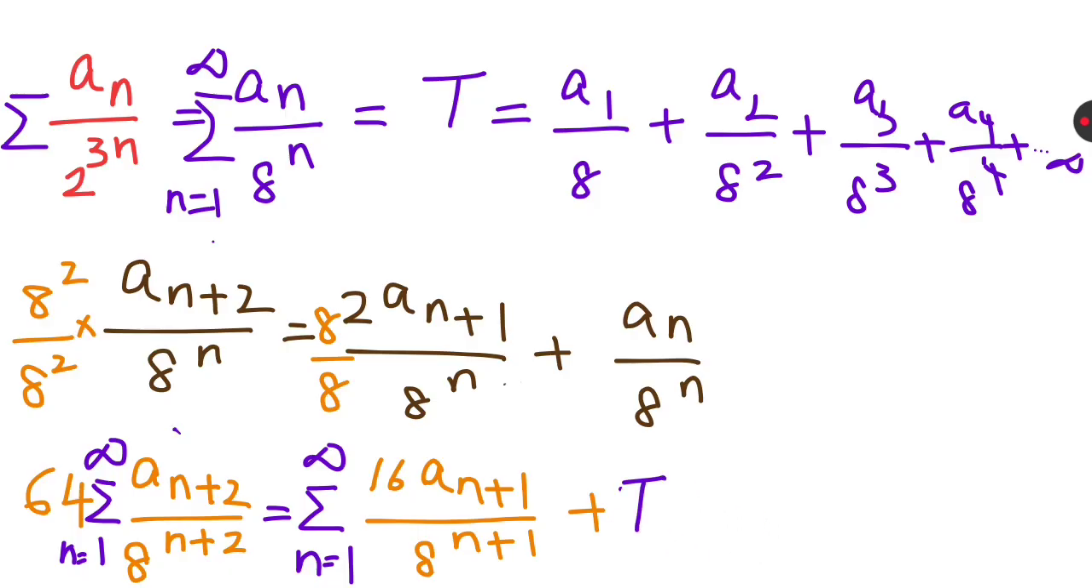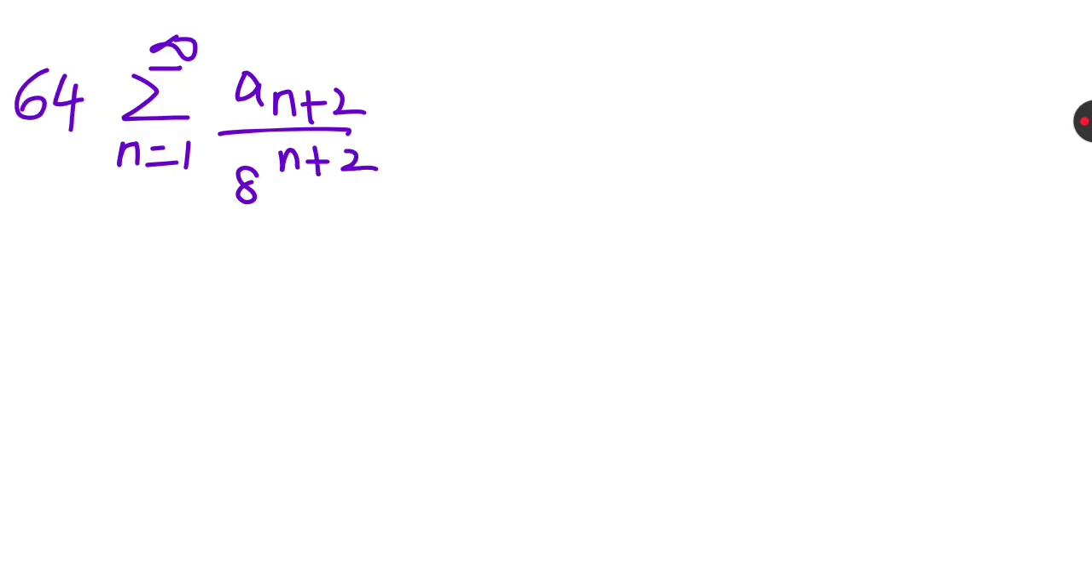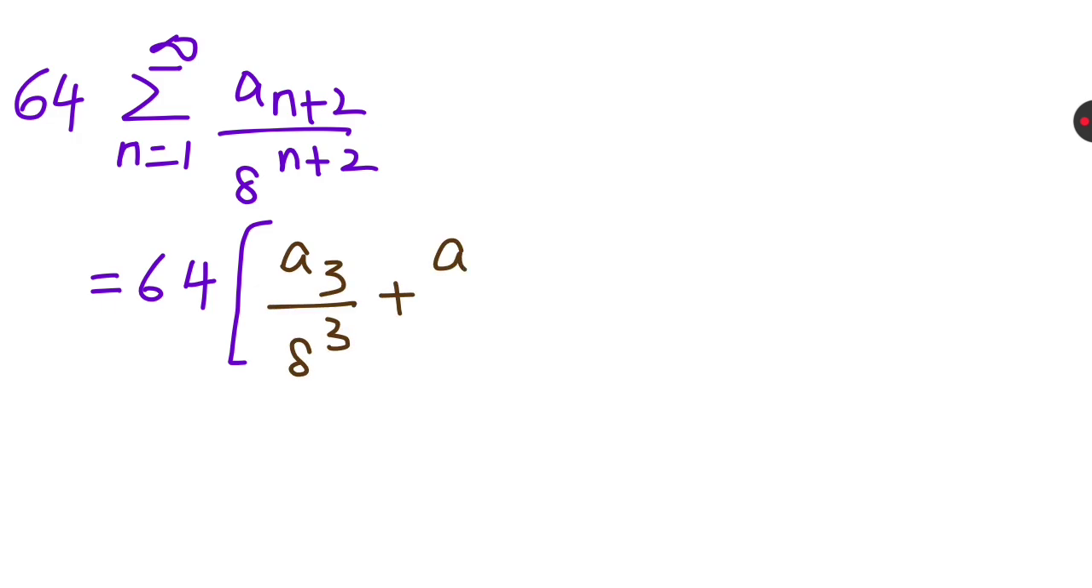Now we need to observe only the left hand side term and the right hand side first term. First observe the left hand side term, which is 64 summation n equal to 1 to infinity a(n+2) over 8 power n plus 2. Substitute n as 1: the first term is a3 over 8 raised to the power of 3. If you substitute n as 2, the second term is a4 over 8 raised to the power of 4. And if you substitute n as 3, then a5 over 8 raised to the power of 5, and so on to infinity.